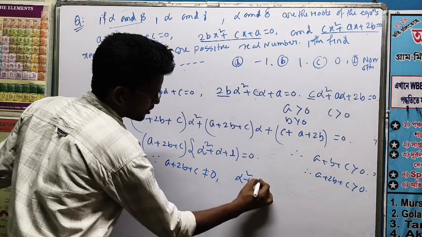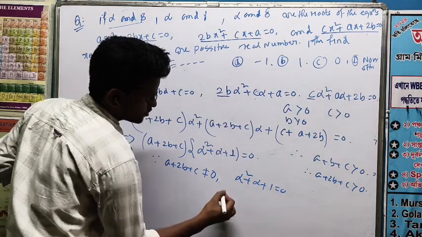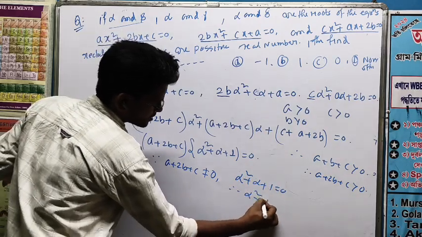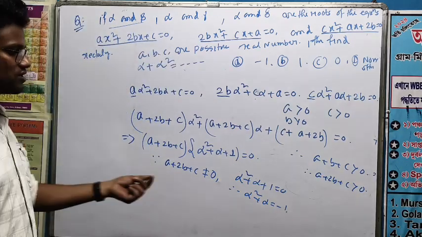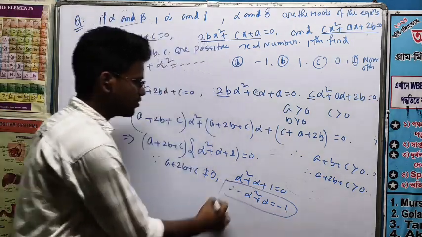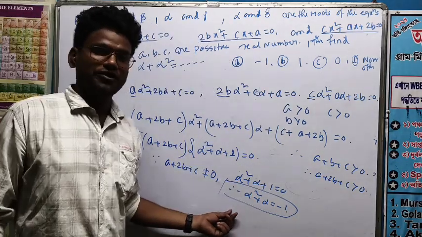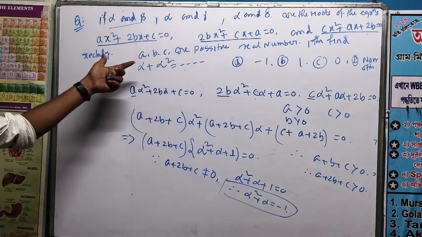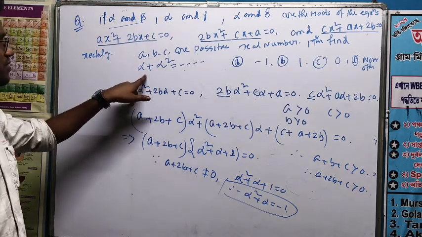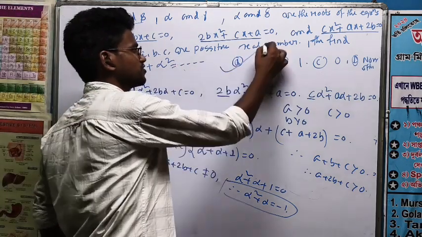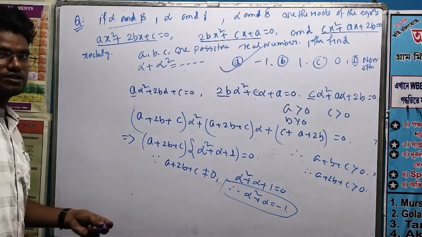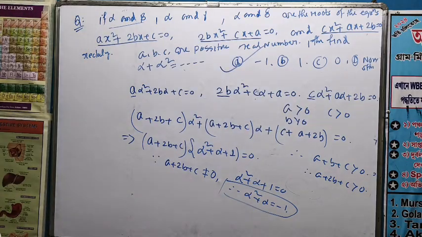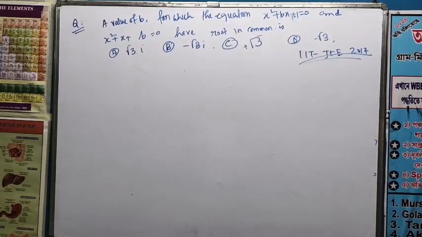Therefore a plus 2b plus c is not equal to 0. That means alpha square plus alpha plus 1 is equal to 0, and alpha square plus alpha is equal to -1. This is my required part. We have got the required condition. That means alpha plus alpha square is equal to -1. This question came in JEE, I forgot the exact year.